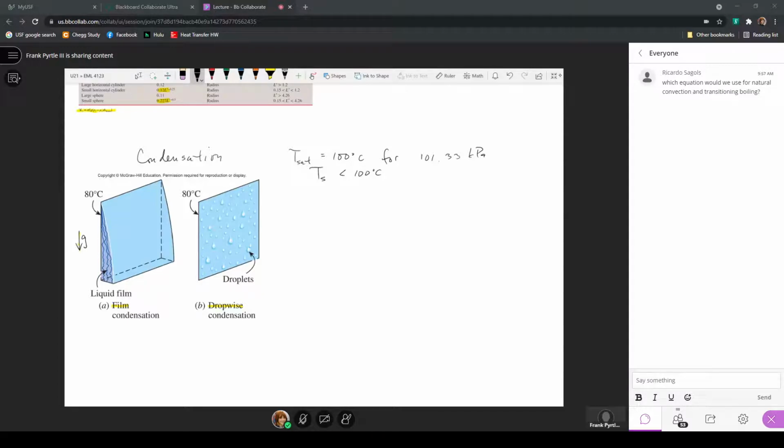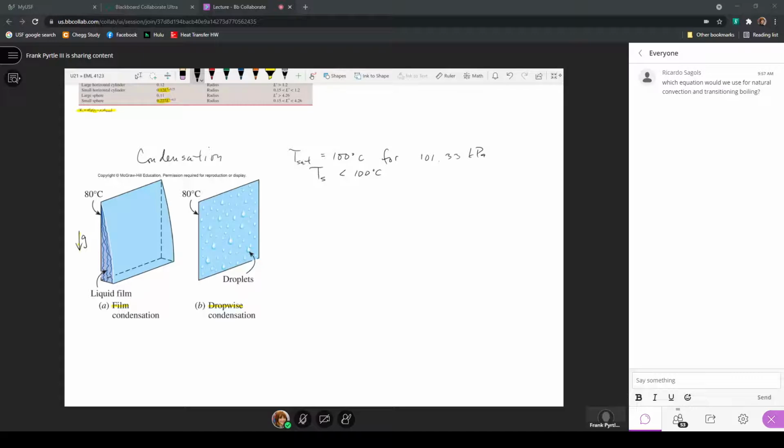Now, the significance of this liquid layer is that it will blanket the surface and provide a resistance to heat transfer. Because again, say the vapor is at 100 degrees C. So during this condensation process, the heat is leaving the vapor and going into this surface at 80 degrees C. But the liquid layer that forms is a resistance to the heat transfer that will be occurring.